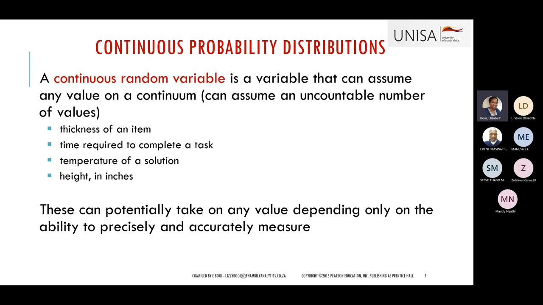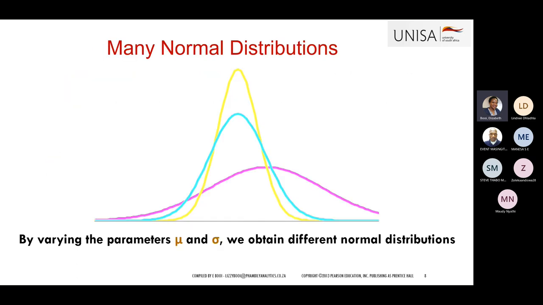This can potentially take on any value depending on the ability to precisely and accurately measure those items. For example, when measuring a building, you will need a tape to measure the square meters and all those things, and you need to make sure that they are as accurate as possible. So when we talk about distribution, we saw from the discrete distribution what it looks like.